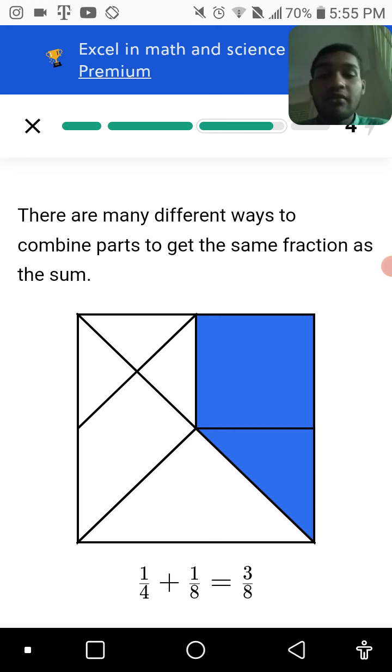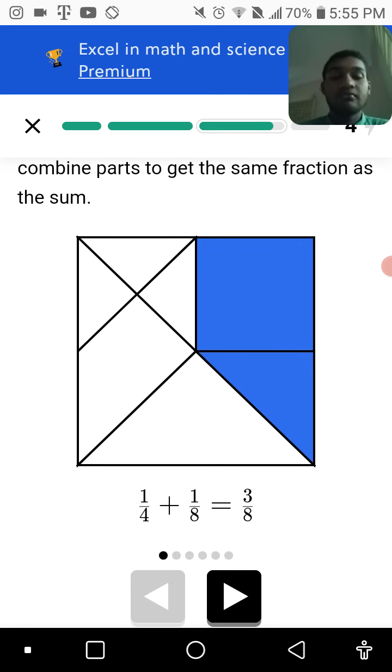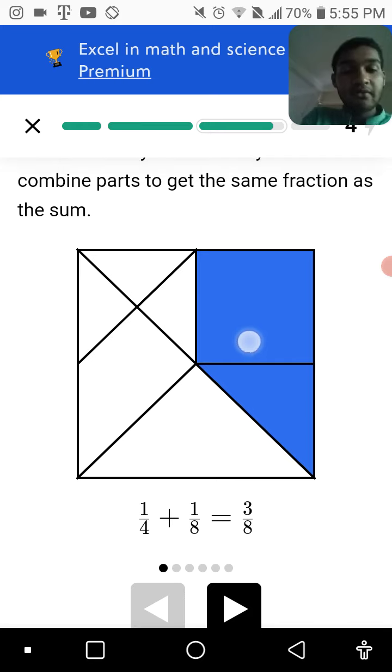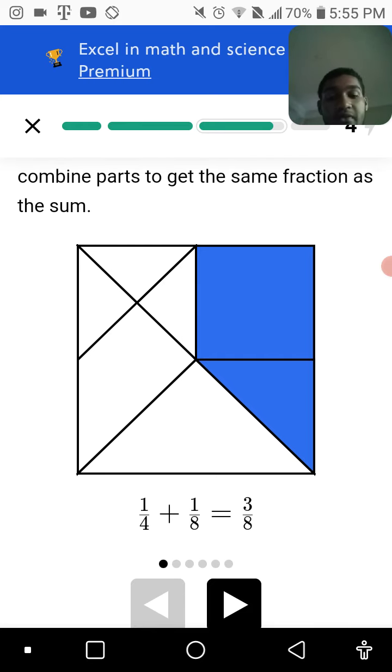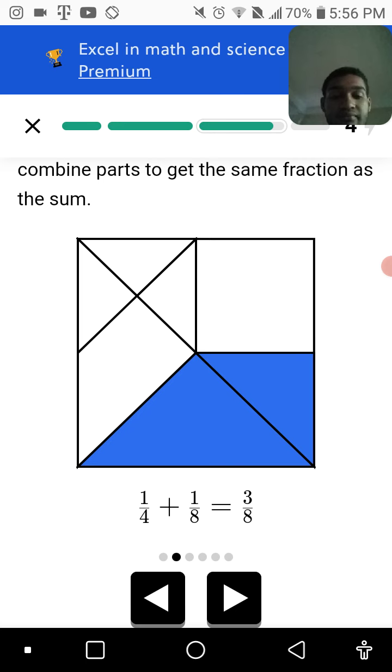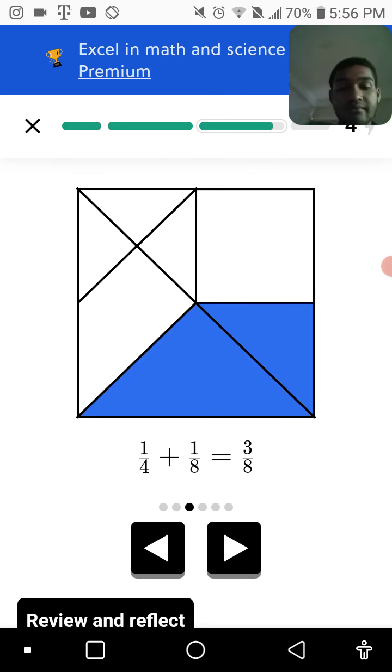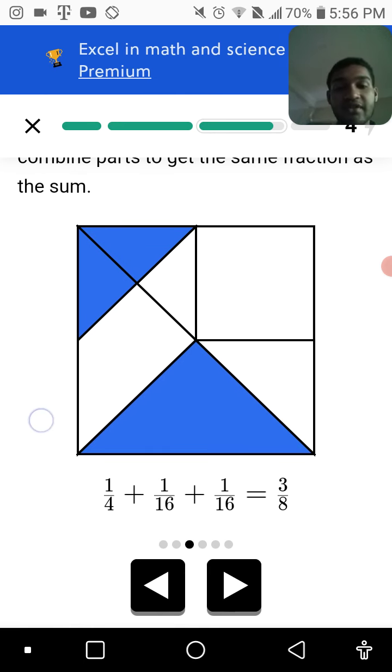There are many different ways to combine parts to get the same fraction as the sum. 1 by 4 plus 1 by 8 is equal to 3 by 8. 1 by 4 plus 1 by 8. Okay, this is the 1 by 4 and another plus 1 by 8. This was my one. Oh, this is another one.